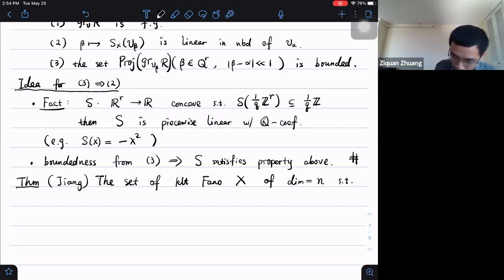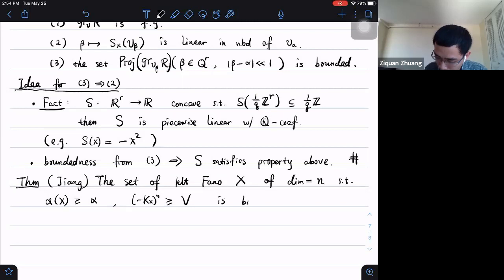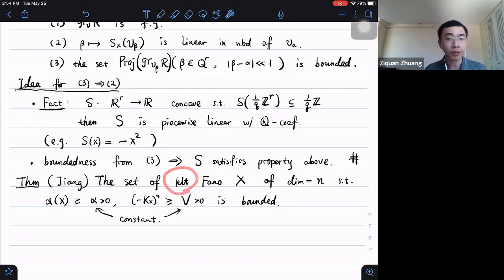such that the alpha invariant has a lower bound, and the volume also has a lower bound, then this set is bounded. Here, these lower bounds are my chosen constants, greater than 0, of course. So we do have some boundedness property for Fano varieties, except we have to assume that they are KLT.